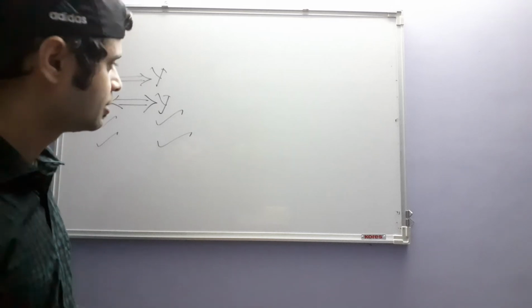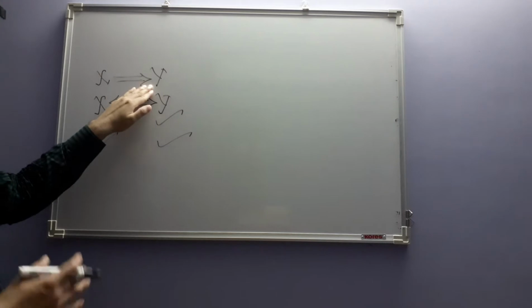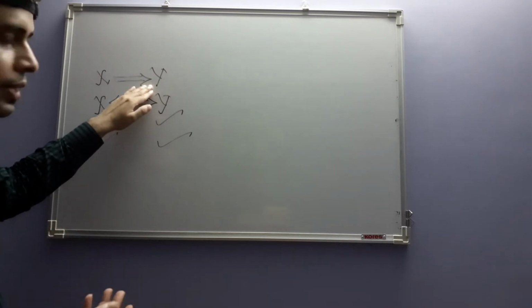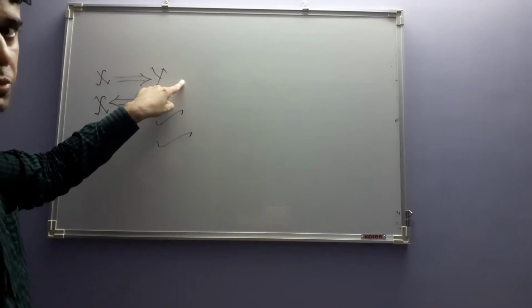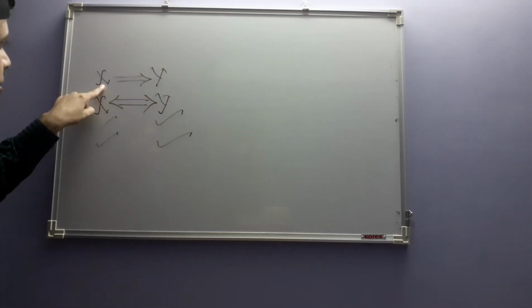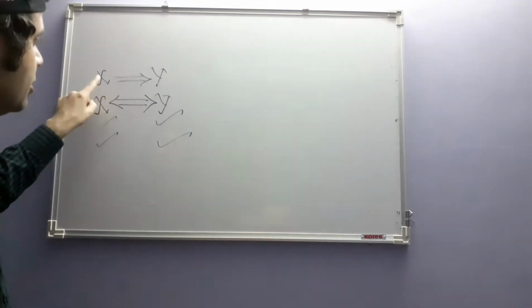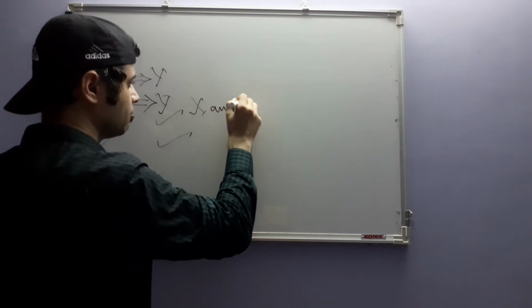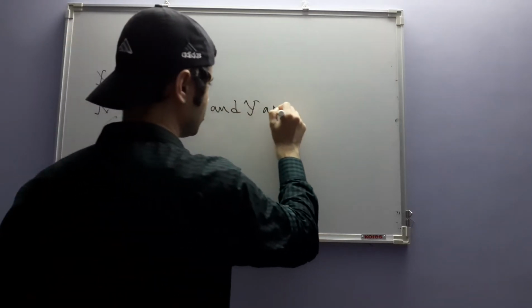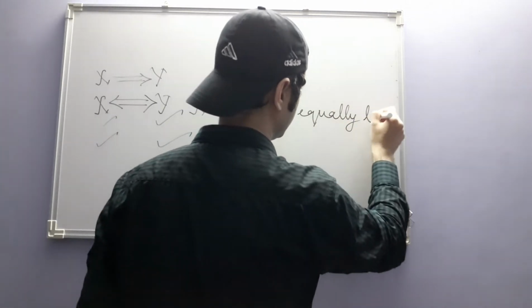Both false. However, this one is one-sided. If x is true, then y is true. If x is false, y can either be true or false. So in this case, x and y are equally true.